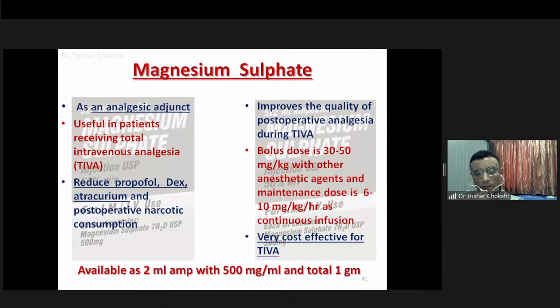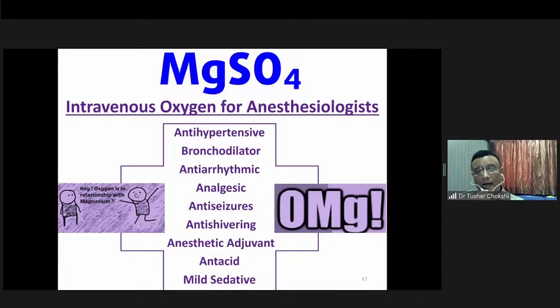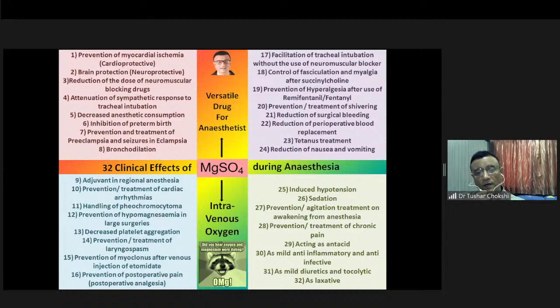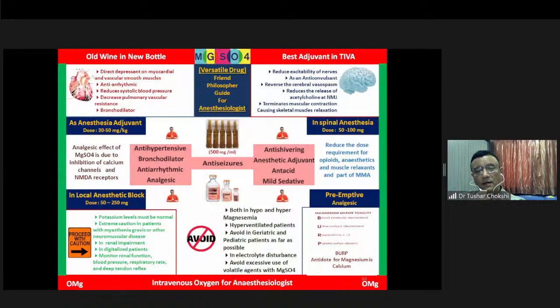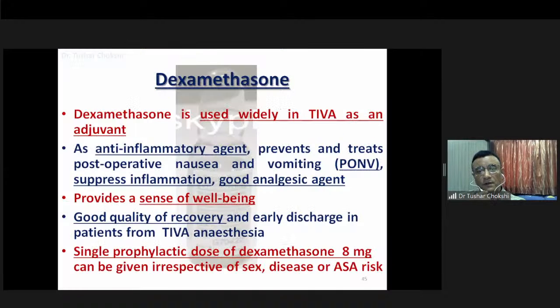It is available as a 2 ml ampule with 500 milligram per ml, and its cost is not more than 10 rupees. I call it intravenous oxygen because it has 32 effects in anesthesia practice, mainly antihypertensive, bronchodilator, antiarrhythmic, analgesic, anti-seizure, anti-shivering, anesthetic adjuvant, antacid, and mild sedative. Oh my God, oxygen with magnesium sulfate is a very good combination in our practice. I told you about the 32 clinical effects of MgSO4, and this is the magnesium sulfate infographic.